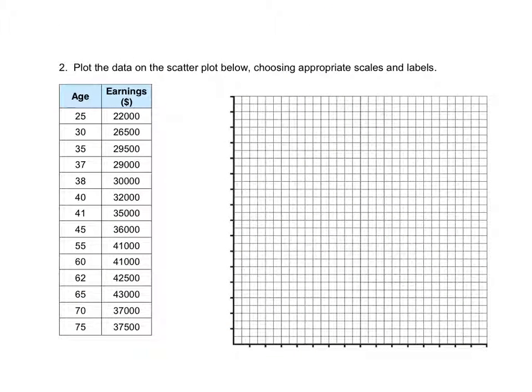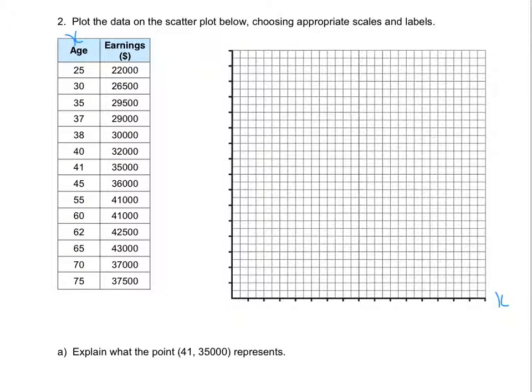In the second question, we are asked to plot the data on the scatter plot below, choosing an appropriate scale and labels. So age comes first, and it is our independent variable. So I'm going to put it along my x-axis. So I will write age. And then I'm going to look, and I see that I have my lowest age at 25 and my highest at 75. So I want to make sure that fits on my x-axis.